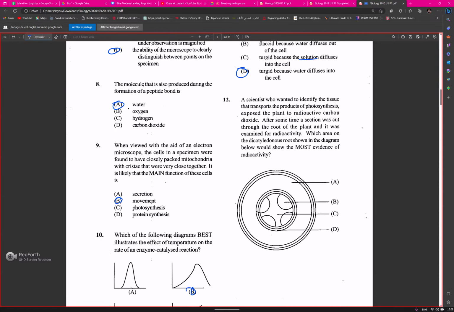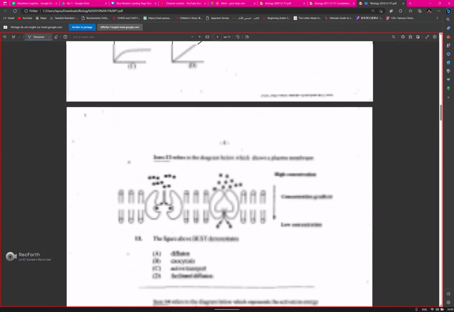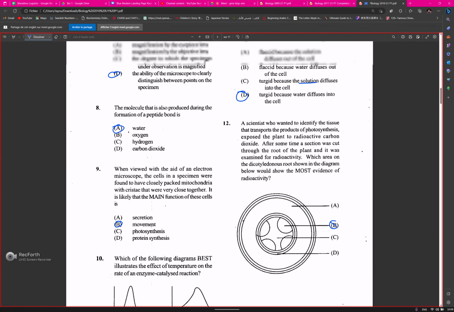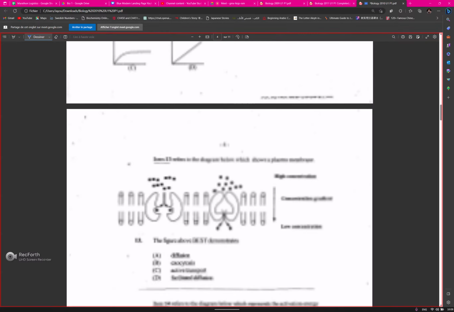After some time, a section was cut through the root of the plant and it was examined for radioactivity. Which area of the dicotyledonous root shown in the diagram below would show the most events of radioactivity? What is it asking? Disregard the entire question. What is it asking? Yeah, for the phloem. So which part is phloem? B. Beautiful. Sometimes you just have to simplify it, you just read the question and then get what they're asking for. Don't focus on the entire question one time.